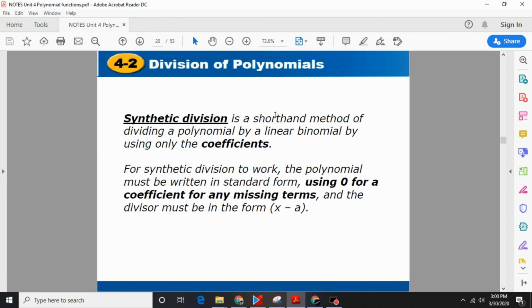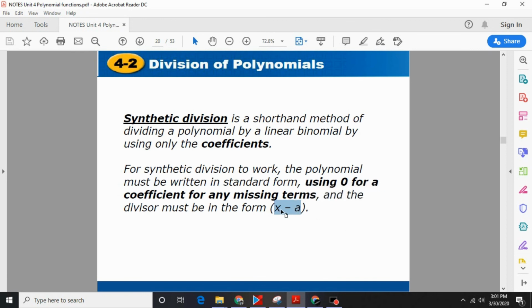Synthetic division. It's a shorthand method of the polynomial long division. We use only the coefficients, and a couple of key things. In order for it to work, the polynomial has to be written in standard form, which means, first of all, descending exponents, and then put in a 0 for any of the missing terms. And then when we're talking about the divisor, this is what I mean by it's a linear divisor. I mentioned that just a little bit earlier in the video.